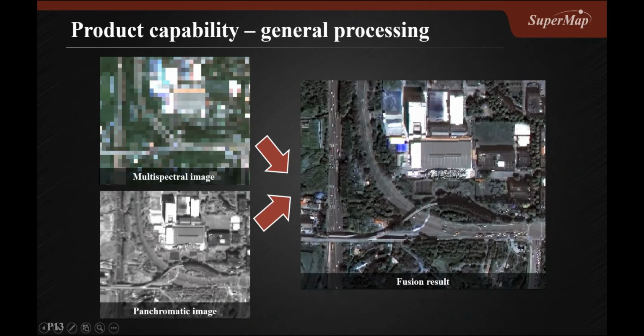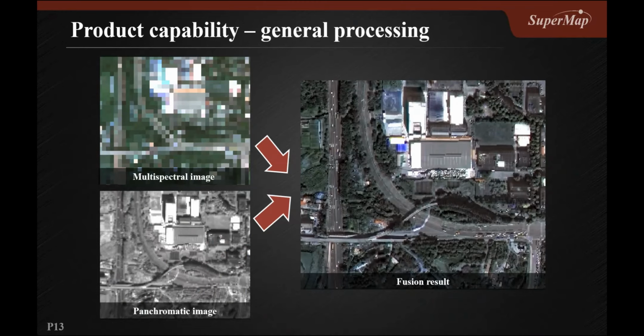In addition to the aforementioned general processing options, ImageX Pro also supports the fusion of multispectral and panchromatic images. The multispectral images have rich spectral information but lower spatial resolution, while panchromatic images have high spatial resolution but lack spectral information.